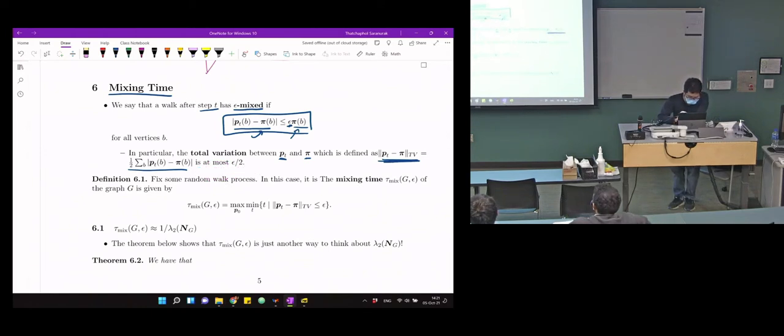Okay, and now if you look at some random walk process, in this case we are looking at the lazy random walk.